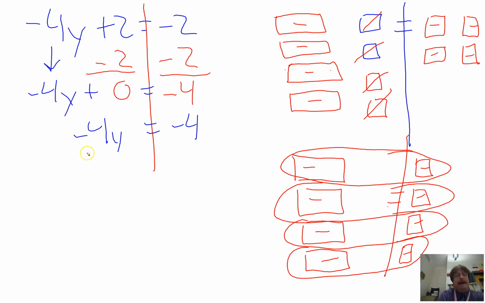Over here, the math that we're going to do is divide by negative 4. We divide by negative 4. Okay, so they cancel out, which is 1. So 1y equals 4 divided by 4 is 1, and a negative divided by a negative is positive. So 1y is going to equal 1, or y equals 1.